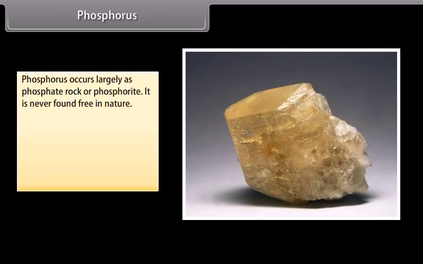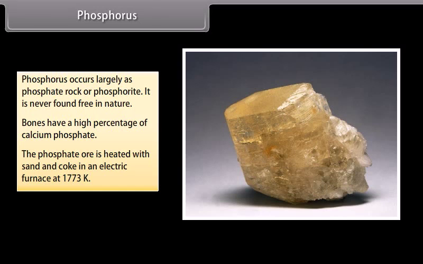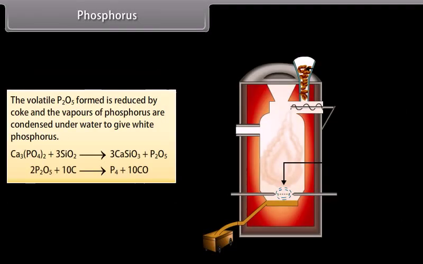Phosphorus. Phosphorus occurs largely as phosphate rock or phosphorite. It is never found free in nature. Bones have a high percentage of calcium phosphate. The phosphate ore is heated with sand and coke in an electric furnace at 1773 Kelvin. The volatile P4O10 formed is reduced by coke, and the vapors of phosphorus are condensed under water to give white phosphorus.